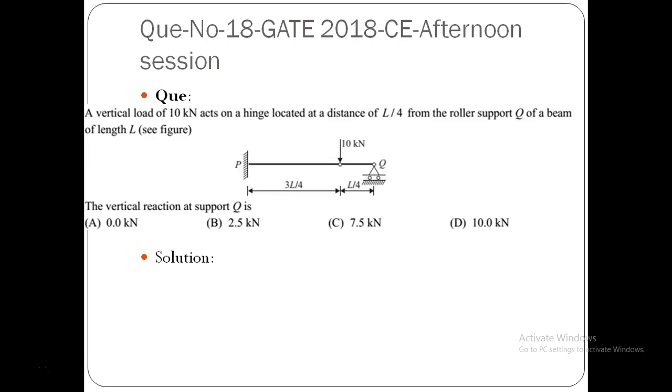a vertical load of 10 kN acts on a hinge located at a distance of L by 4 from the roller support Q of a beam of length L. The figure is given there. The vertical reaction at support Q is, the options are given: 0 kN, 2.5 kN, 7.5 kN and 10 kN.